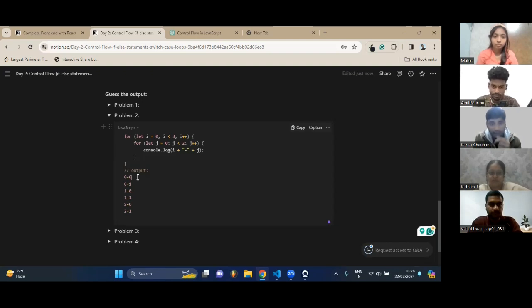Okay. Understand? Then we will go again to that loop. Then it will run 1 time, then it will give 1, then it will go to the second loop, then again it will run 0 and 1. That's why it's 1 dash 0, 1 dash 1. Then again it will go, and there it will be 2, and again it will run 2 dash 0 and 2 dash 1.